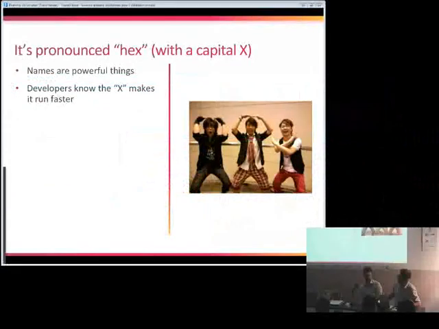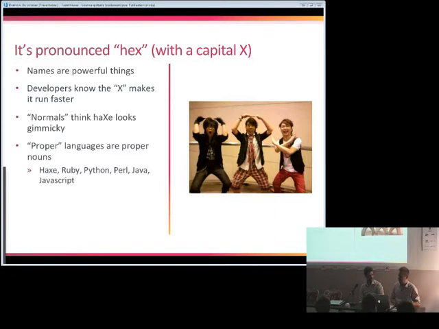We all know that the capital X did make it faster. Capital H is going to make it faster still. But non-developers do things a bit gimmicky. And it's good to see Nicholas came to the same conclusion: proper languages are proper nouns. When we're dealing with customers like Cisco and BBC and big companies, they know proper languages, so putting it at that level reflects on the quality and professionalism of the language. So whatever you do, make sure you're consistent.